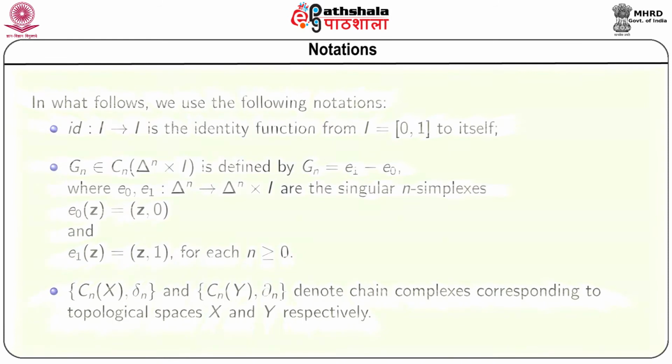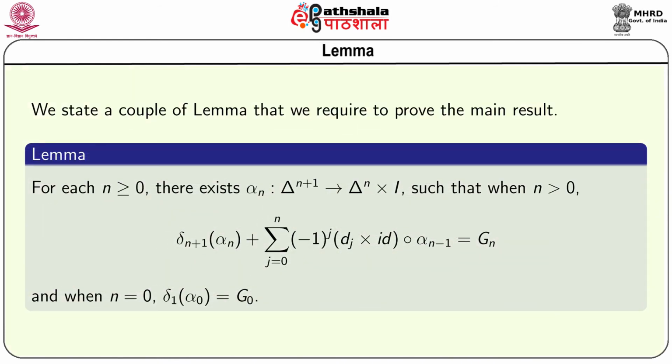Now, if we take the collection Cn(X), ∂n and the collection Cn(Y), ∂n, then these two collections will always denote the chain complexes corresponding to the topological spaces X and Y respectively. Now, let us state a couple of lemmas. The first lemma is a bit technical one.